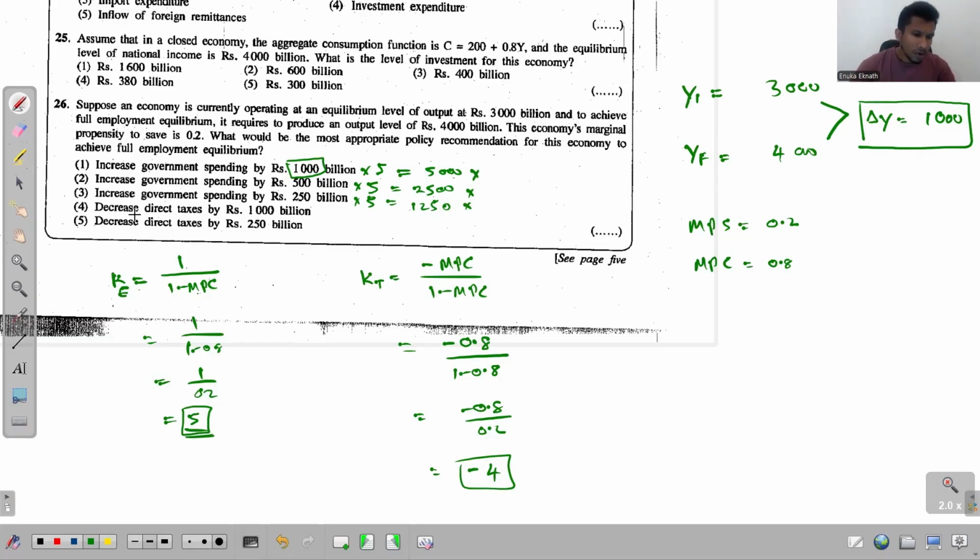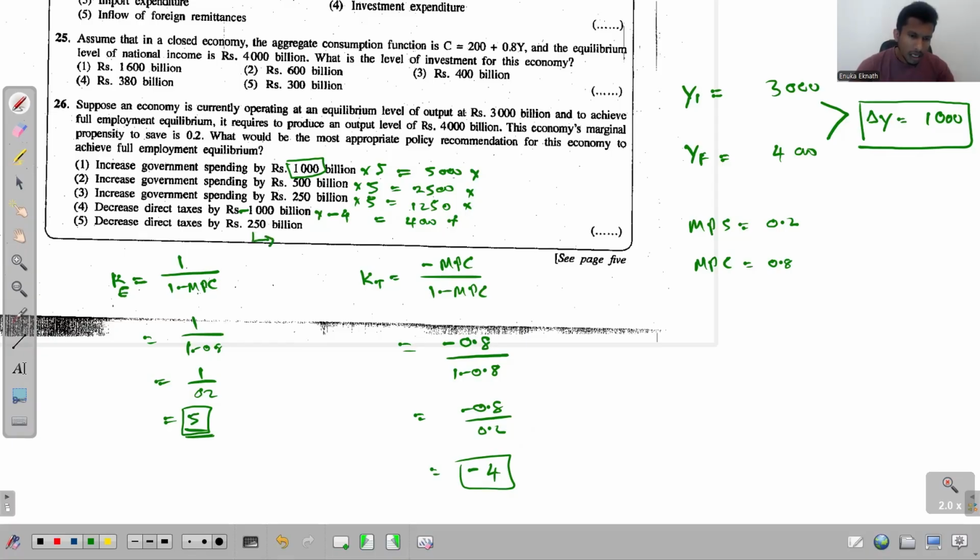The fourth one, decrease direct taxes by 1000 billion. So remember the tax multiplier is a minus value. So if you multiply this decrease, which is also a minus value, by the tax multiplier, it will generate this value plus 4,000. But our desired change is just 1,000. So this is also not the answer.